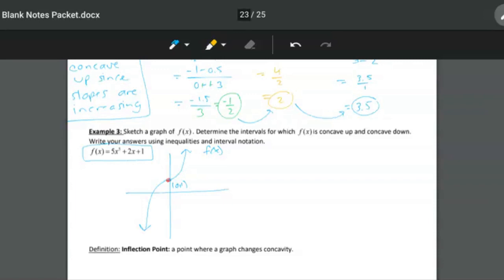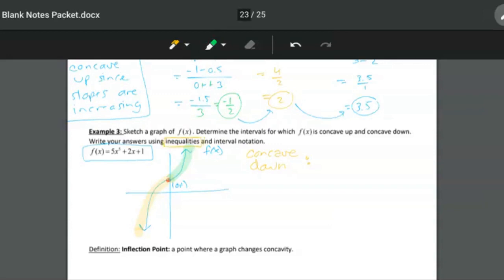Again, I just sketched this graph right here that we saw on our calculator screen. All right, and it said determine the intervals where it's concave up or down and write your answers using inequalities and interval notation. So I'm thinking this left side, that looks like it's cupping down to me, where the right side, that looks like it's cupping up. All right, so we need to kind of write this in interval notation. So let's write, we think it's concave down. All right, we need interval notation and inequalities.